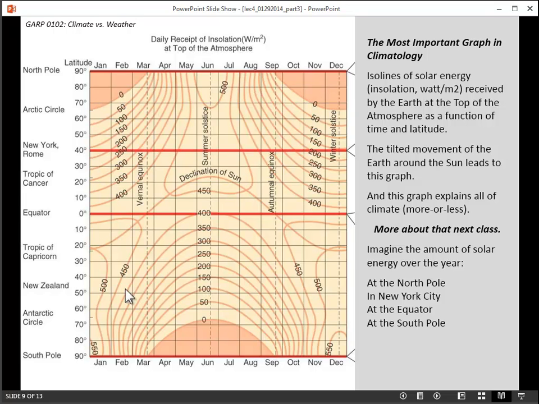And now what you can do is you can say, okay, let's assume I live on the equator. Let's assume I live in Quito, Ecuador. Let's assume I live in New York City. Or maybe I'm Santa Claus and I live at the North Pole. How much heat arrives from the Sun in these particular locations over the course of the year? Well, let's have a look.